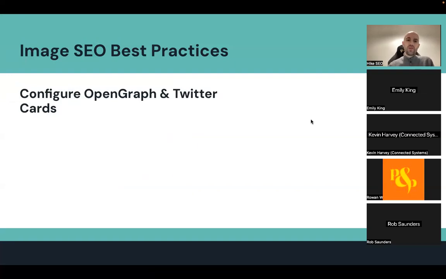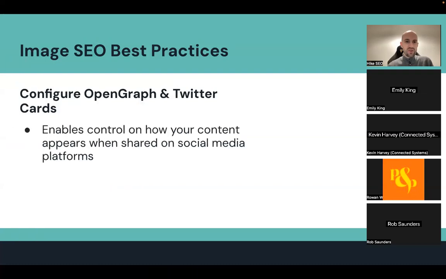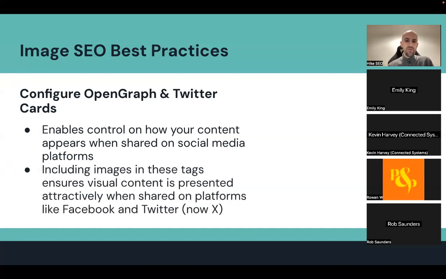Configure Open Graph and Twitter cards, or I don't know if Elon Musk renamed it as X cards, but I mean, they've always been referred to as Twitter cards. So this enables control on how your content appears when you share it on social media platforms. This includes images in these tags, and making sure which images are actually presented on platforms like Facebook or X or LinkedIn, and pulling the right images in.